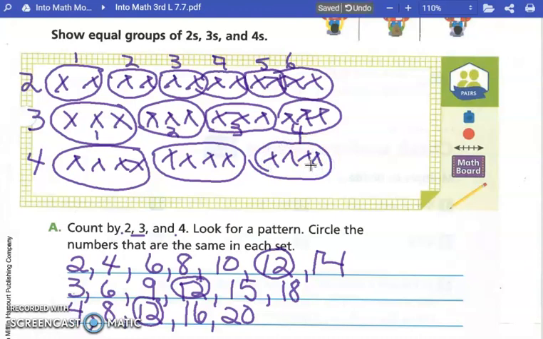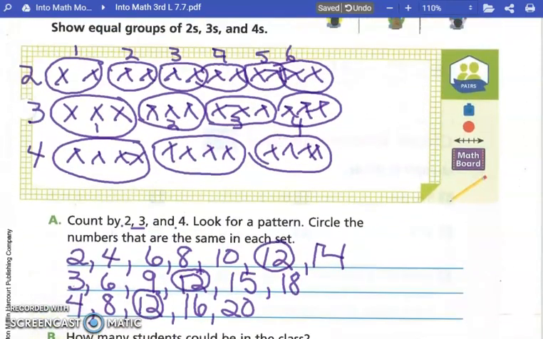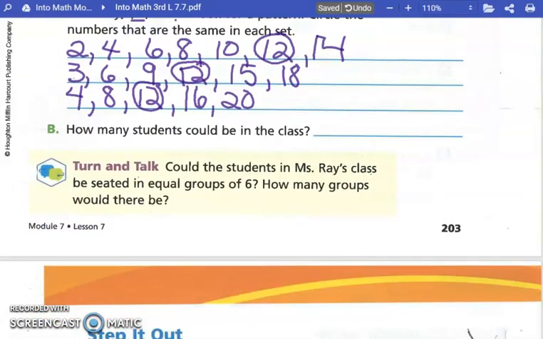All right, so how many students then are in the class? What did we choose? 12.